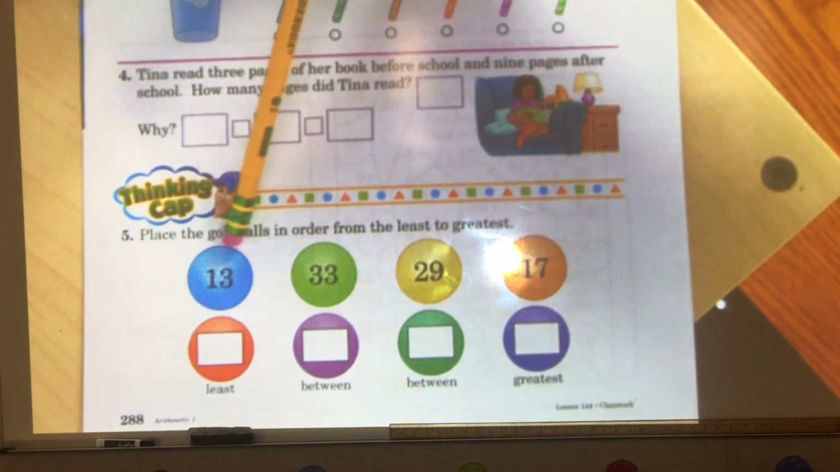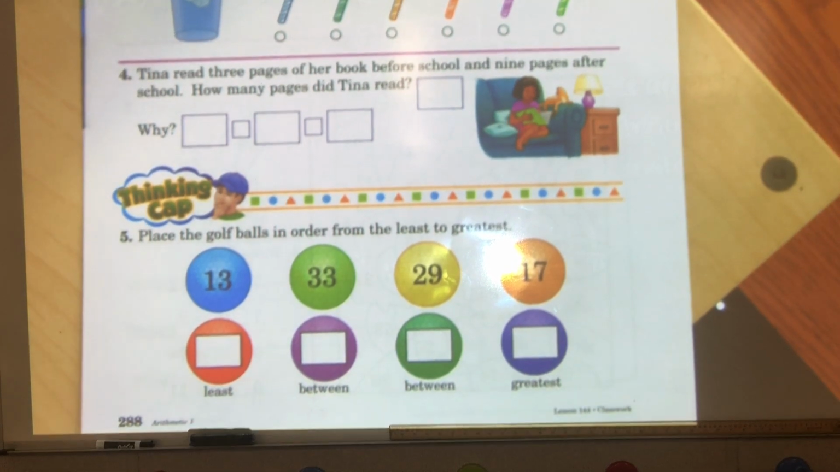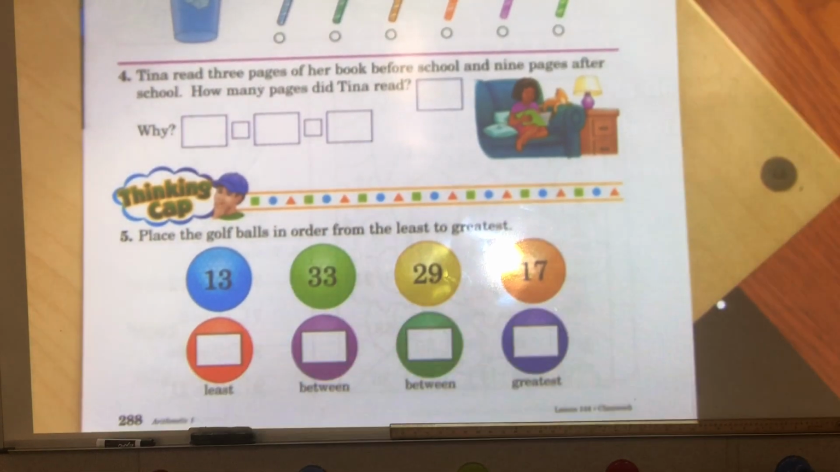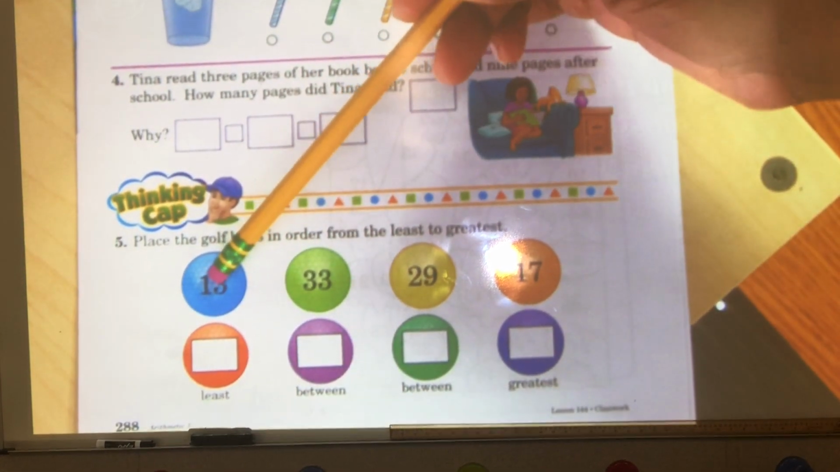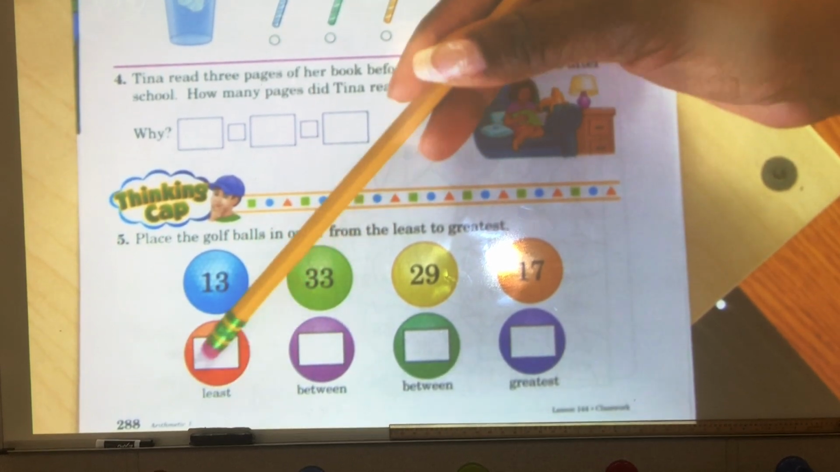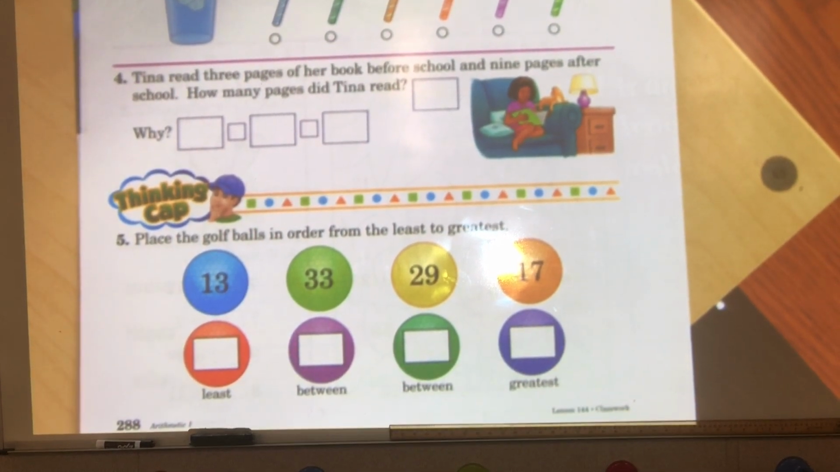Out of 13, 33, 29, 17, which number is the least? The number 13 is the least. So you will write 13 in the section where it says least. So 13 goes here. And then you will have to find the greatest number and the 2 between numbers.